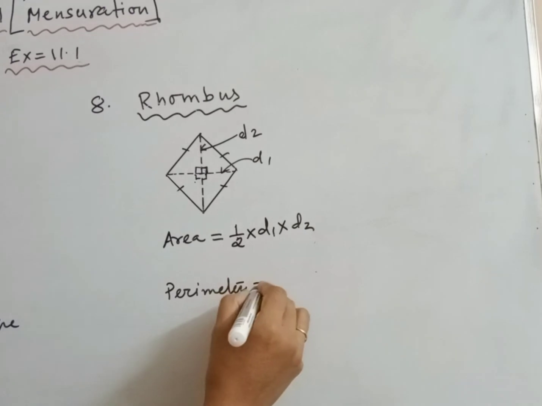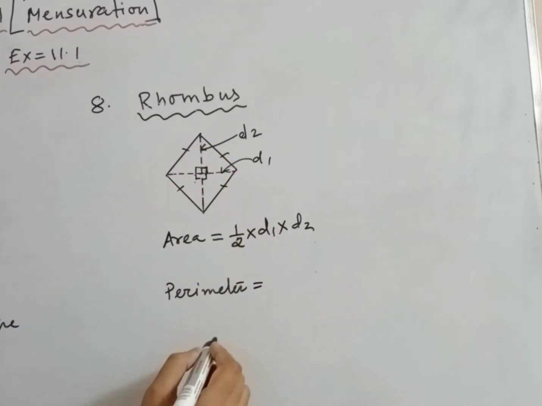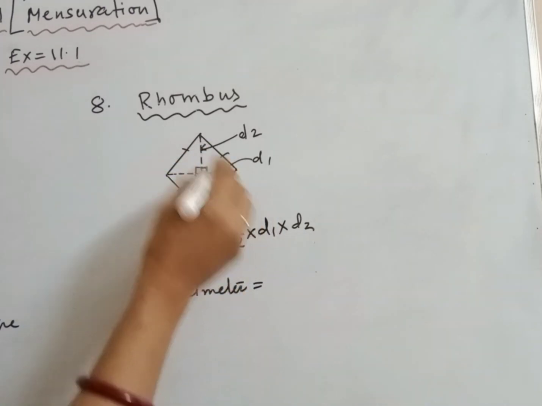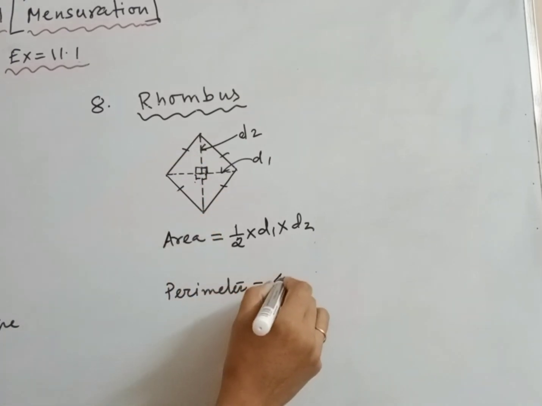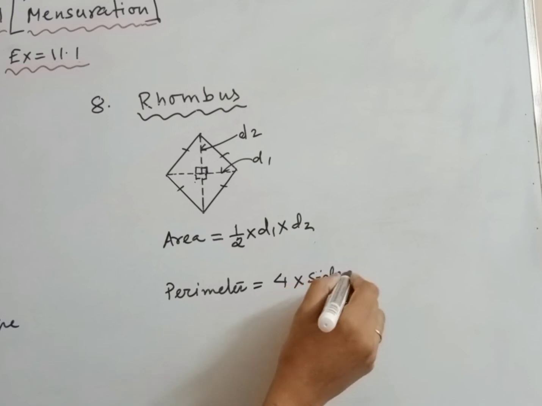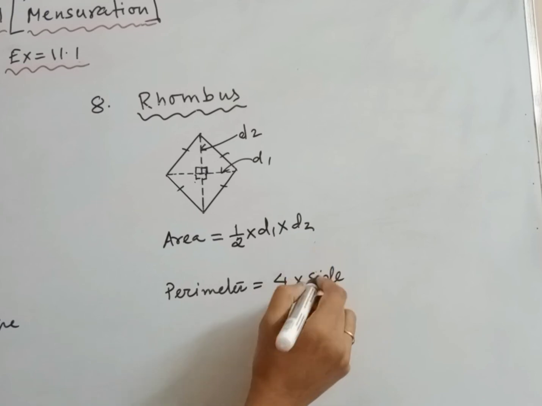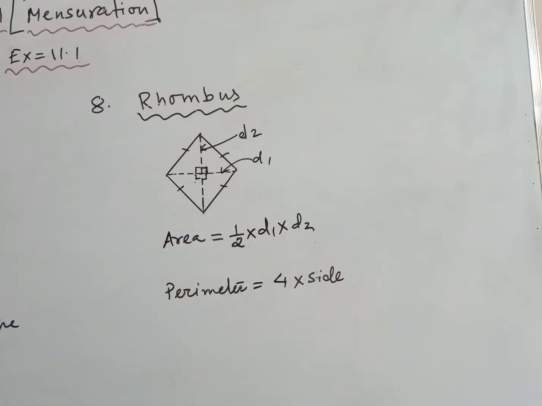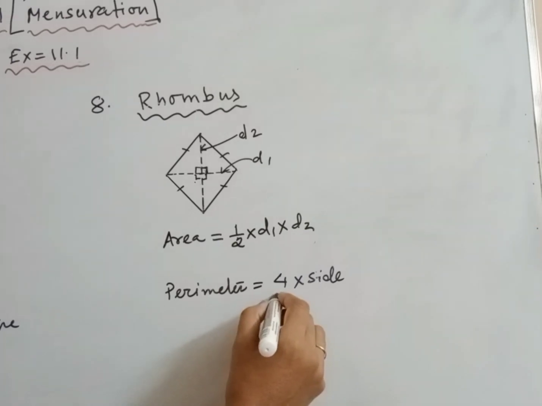And perimeter, as you know all the sides are equal, and how many sides are there? 4 sides. So directly you can write 4 into side. As we are finding the perimeter of a square, the same way we can find the perimeter of a rhombus also.